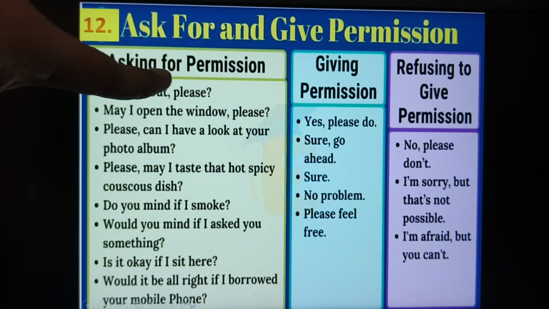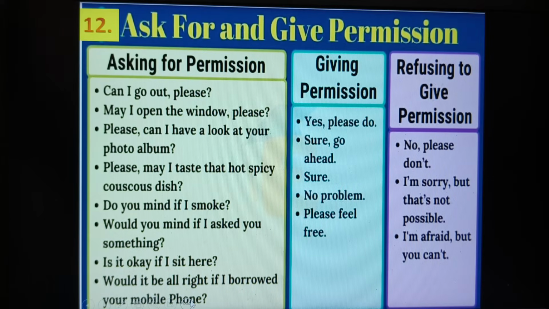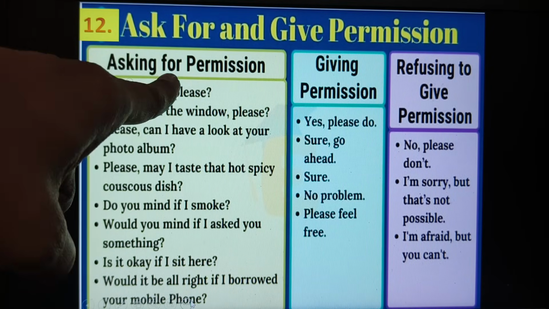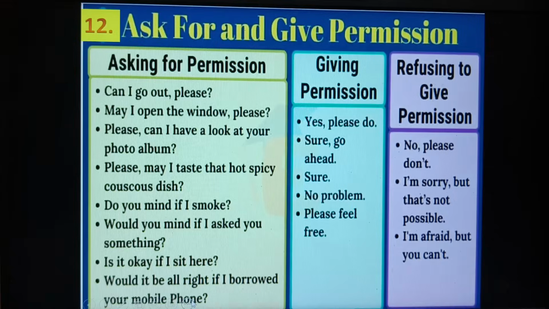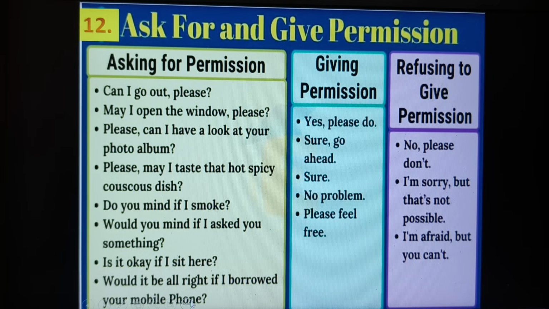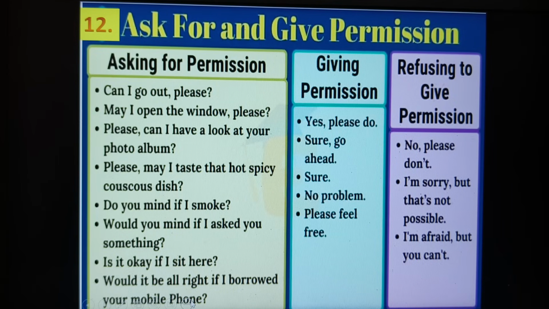Can I go out, please? Yes, please do. No, please don't. And here, asking for permission, giving permission, and refusing to give permission. You should be very clear about what you are trying to exactly do. And in my further videos, I would take each test item and tell you the different ways how we can express the different things in order for persons to understand all this.